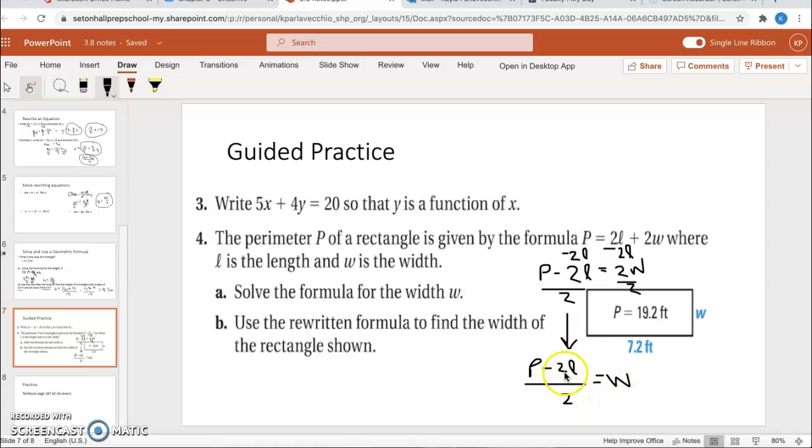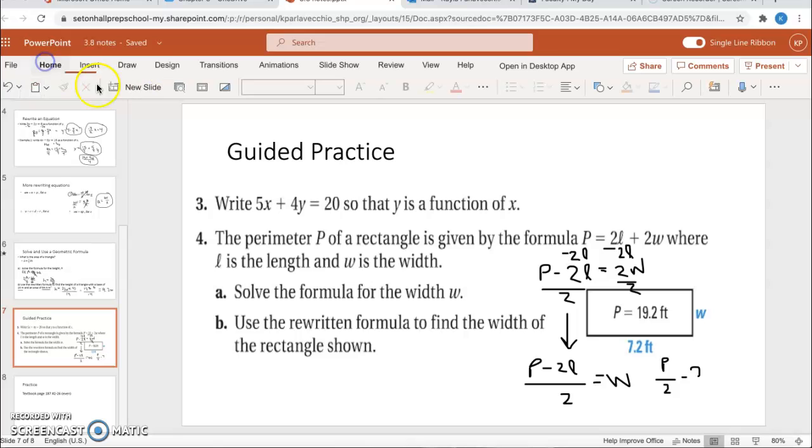Now you can simplify this fraction and rewrite this as P over 2 minus, I'm sorry, not 2L. 2 divided by 2 is just 1, so minus L is equal to W, because the 2's would cancel out there. And if we wanted to solve for the width, we can plug in our known length, plug in our known perimeter, and solve it that way.